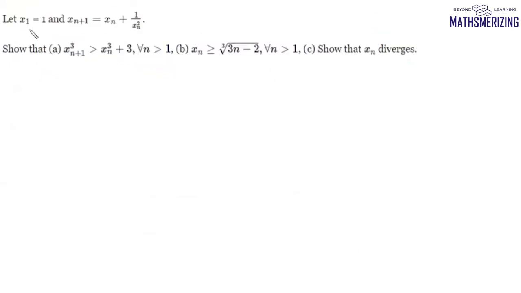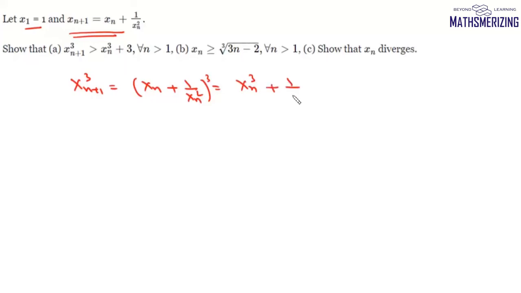Say for example, let x1 be 1 and xn plus 1 be xn plus 1 upon xn square. Now the first part is show that xn plus 1 cube is greater than xn cube plus 3. Now what we'll do is we'll take cube both sides, we can write xn plus 1 cube, and it'll be equal to xn plus 1 upon xn square whole cube. Now it'll be xn cube plus 1 upon xn to the power 6 plus 3 into 1 upon xn cube plus 3.